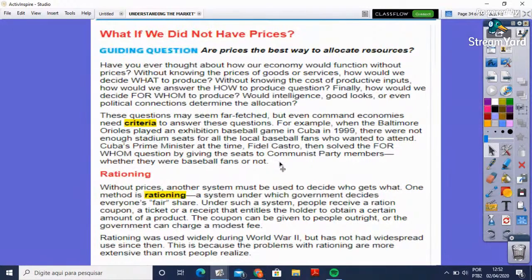Was this good to the party members? Yes. Now, for the baseball fans, no. They were disappointed and they thought the decision was totally unfair. Okay, so what happens then? We have something that's called rationing. What is rationing? It's a system under which government decides everyone's fair share. They decide how much you get of everything.